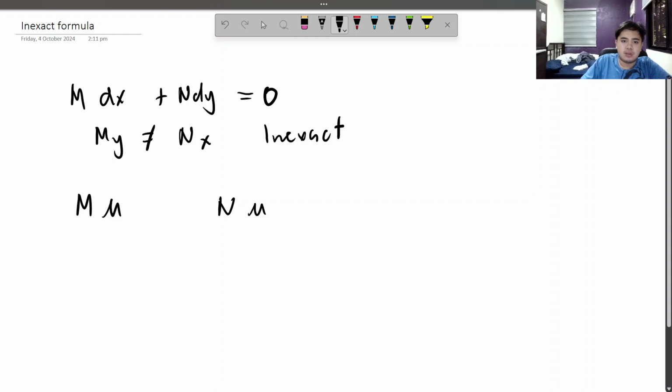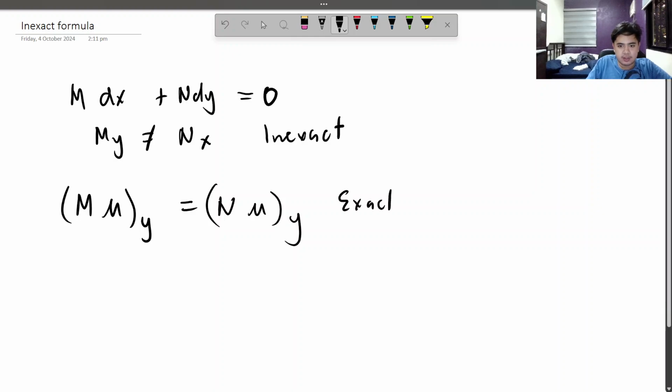Let's multiply it using the special integrating factor mu. This is not the linear mu, but this is a different case. This is actually the general case of the special integrating factor that we discussed in linear differential equations. So we need a formula that would make these two equal each other. So this would be exact, right?